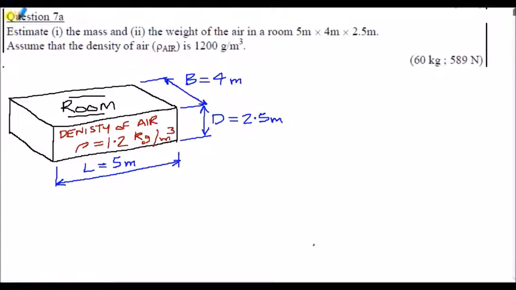So, question 7, we're asked to estimate first of all the mass and then the weight of the air in a room, 5 meters by 4 meters by 2.5 meters. I show my diagram here of the room and the dimensions, the B, the D and the L as stated in the question. Notice that the density of the air was given as 1200 grams per meter cubed. I've divided that by 1000. My mass density rho is 1.2 kilograms per meter cubed. Just be careful there.